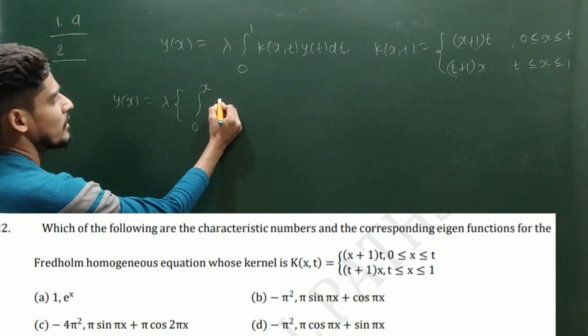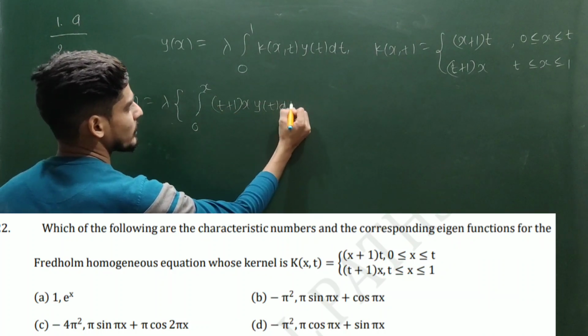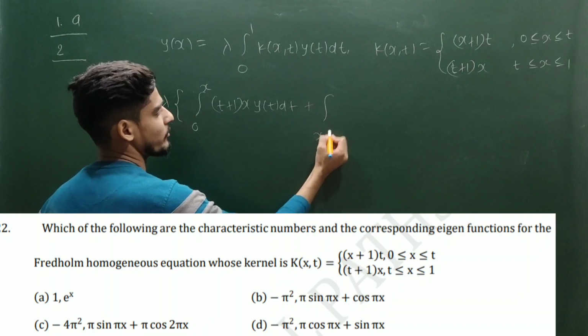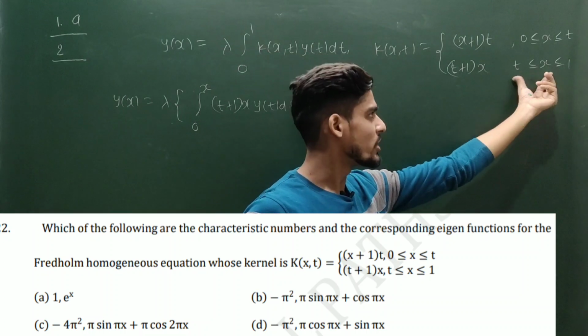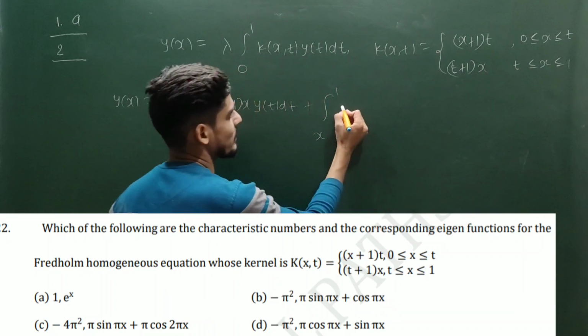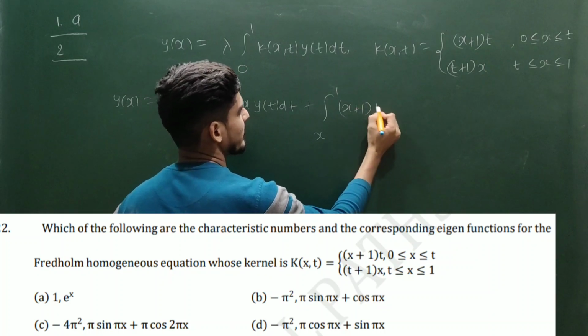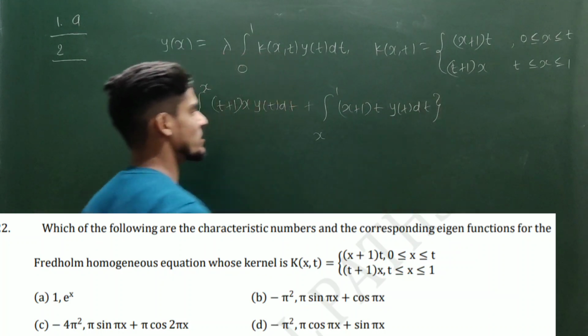Then I will be having (t plus 1) times x y(t) dt, plus this is running from x to 1. My t is again running from x to 1, so I have to change my x and t. Similarly, I have to interchange x and t here, so I will be having (x plus 1) times t y(t) dt. So this is my equation.